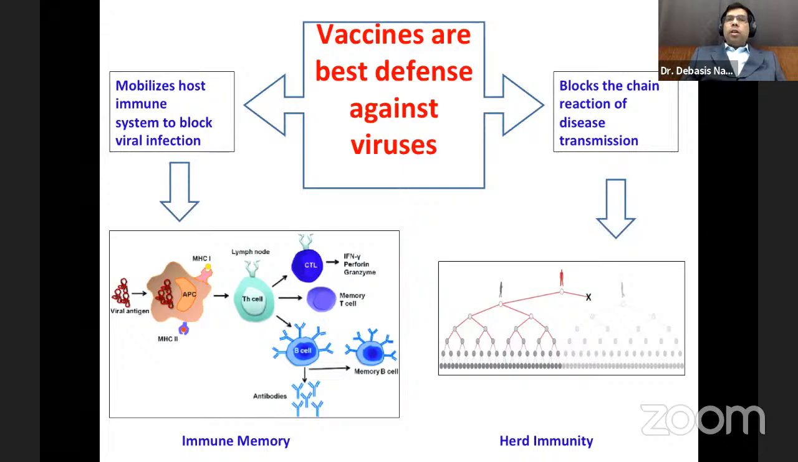But in our context, when I talk about vaccines, my intention is to build an understanding around viruses. So let us assume vaccines means virus vaccines. Okay. A vaccine does two important things. One is to mobilize the host immune system to block the virus infection. That means we have everything inside our system, but we are not tuned to fight that virus.